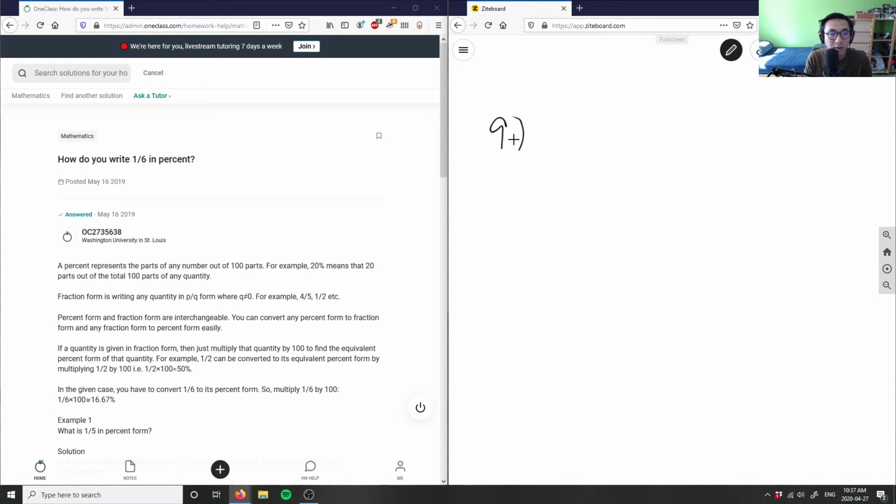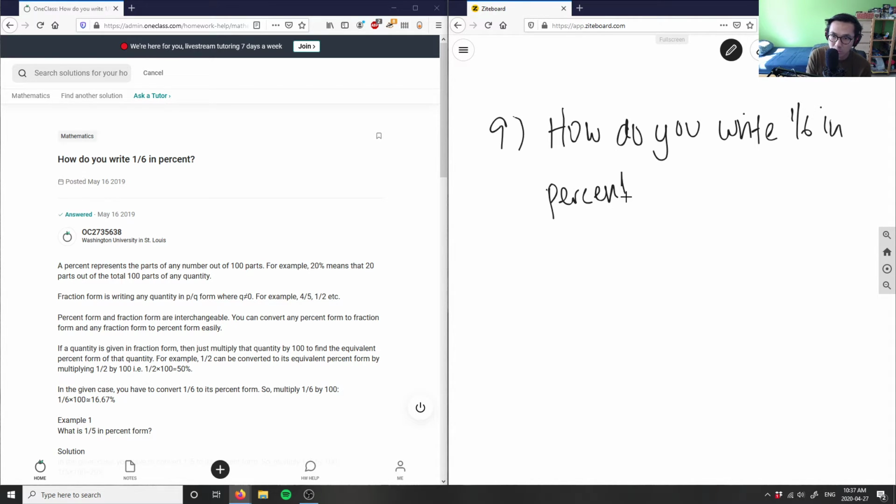It says, how do you write 1/6 in percent? So how do you write 1/6 in percentage or percents? How we have to do this is we have to basically convert this into a decimal first. So we have 1/6 here.